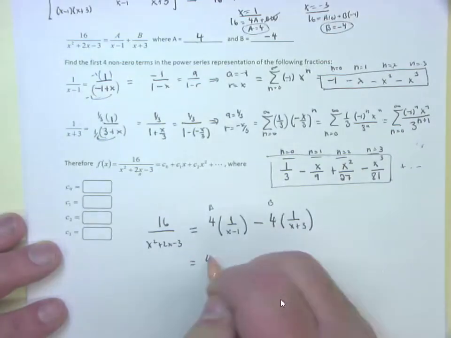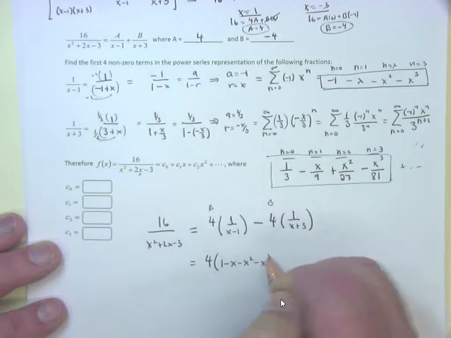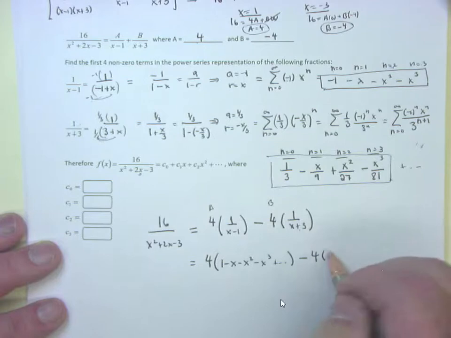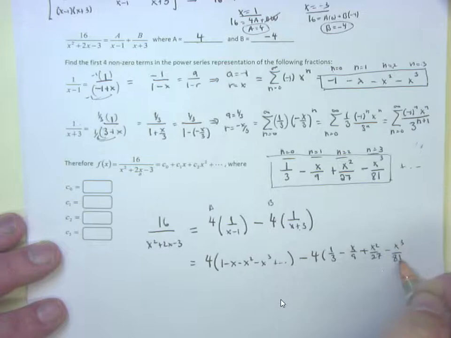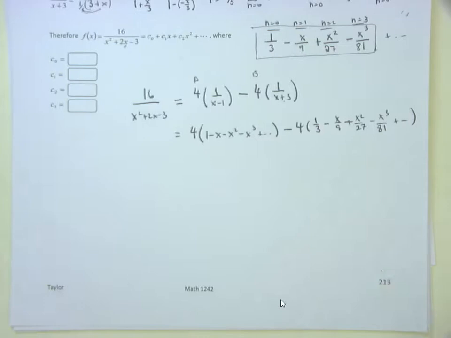This will be 4 times 1 minus x squared minus x cubed, plus da, da, da, minus 4 times the power series for this guy, which is 1/3 minus x over 9 plus x squared over 27 minus x cubed over 81 plus da, da, da. So I substituted in the power series that we just created for these guys. Now I'm going to distribute and collect like terms.